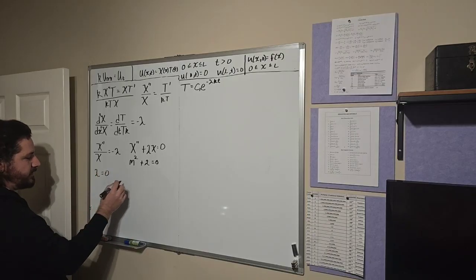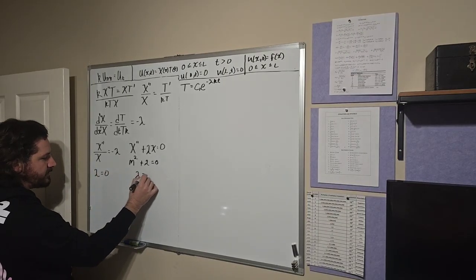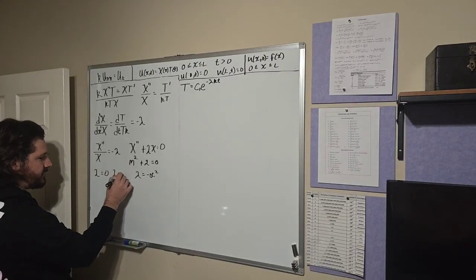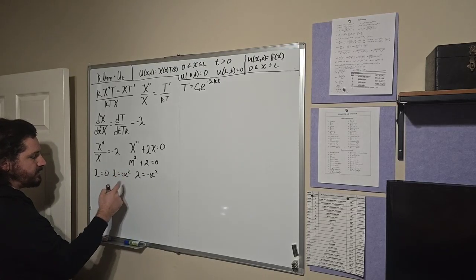To accomplish that, we're going to use lambda equal to 0. That one's pretty straightforward. We're going to use lambda is equal to negative alpha squared. And then I'm going to write it here in the middle, but it doesn't really matter. We'll evaluate them all. Lambda is equal to alpha squared.